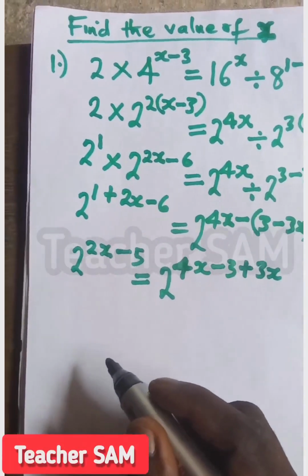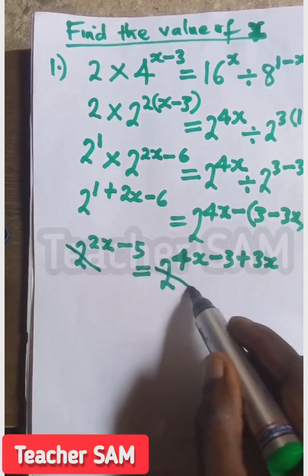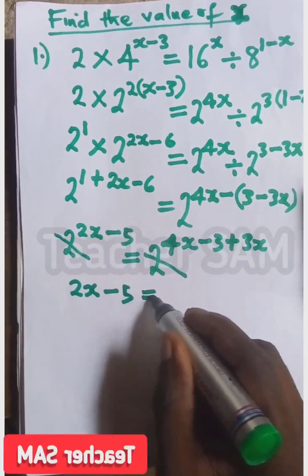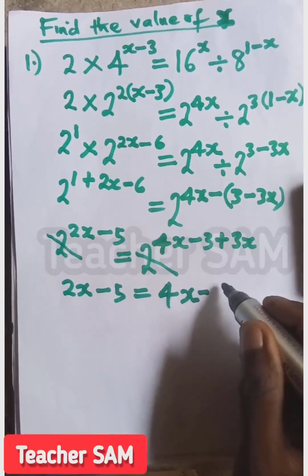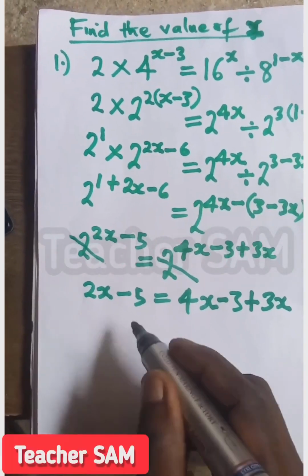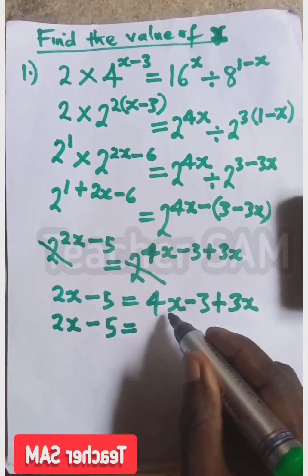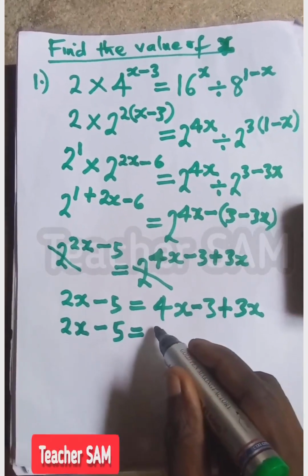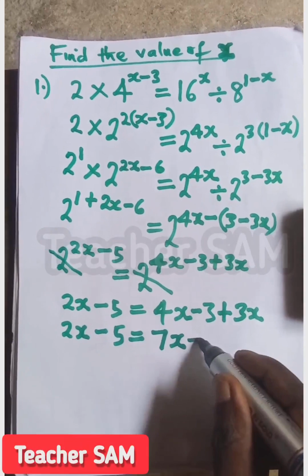So let's move on. Now you will notice that the bases are the same, so I can strike this out. So let's deal with the powers alone. So 2x minus 5 equals to 4x minus 3x. I would have collected like terms there, but let's do that in the next line. So this is 2x minus 5 equals to, now we have 4x and we have 3x, so we can collect like terms. 4x plus 3x, we have 7x minus 3.